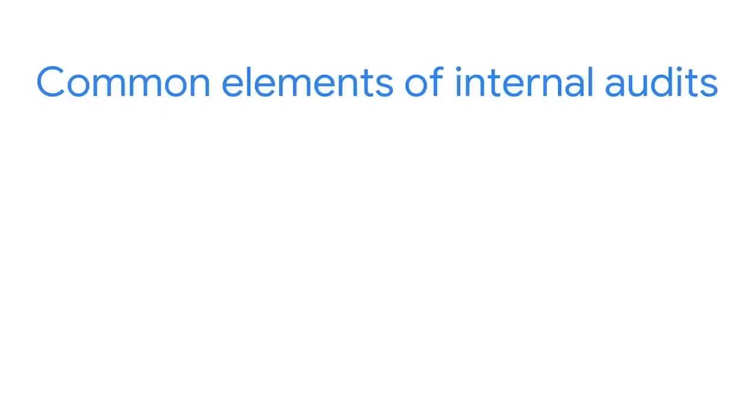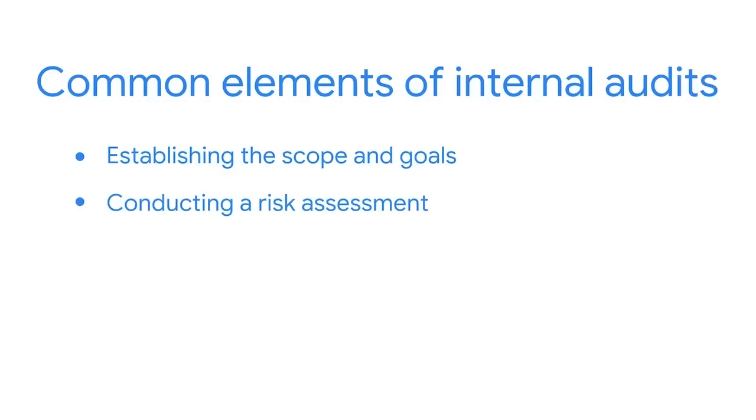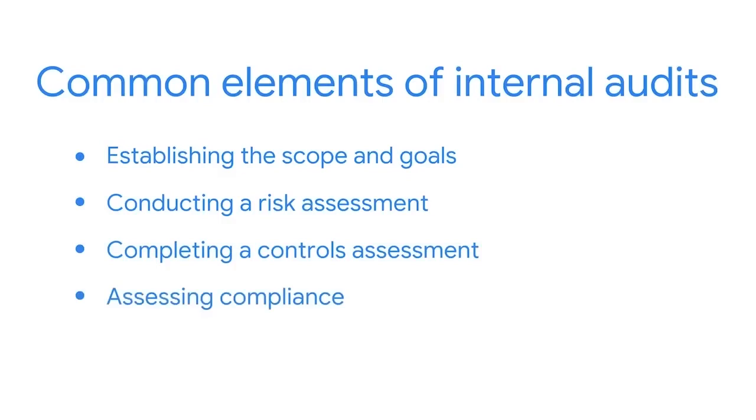As a reminder, the planning elements of internal security audits include establishing the scope and goals, then conducting a risk assessment. The remaining elements are completing a controls assessment, assessing compliance, and communicating results. Before completing these last three elements, you'll need to review the scope and goals as well as the risk assessment and ask yourself some questions.